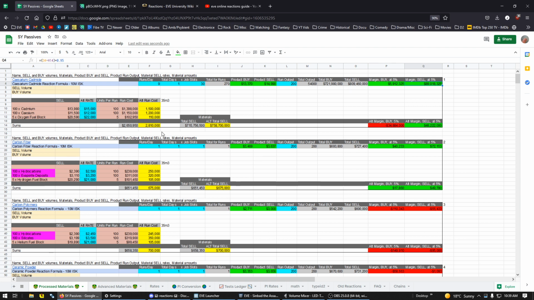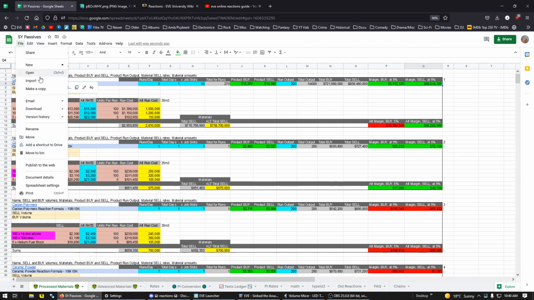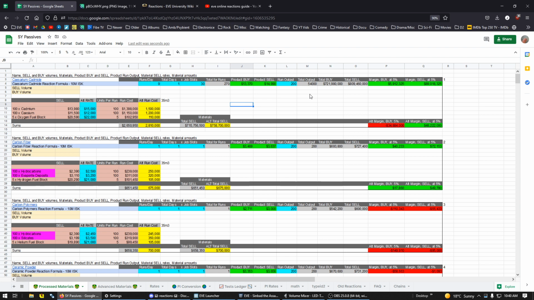We would bring in these materials, plop them in the oven with the formulas, and then out comes the product, which we would then sell. If we were going to sell immediately to buy orders, we wouldn't make much profit. If we were to sell orders along with everybody else, this is how much profit we would make. Now when you make your own copy of the sheet, you can go in and adjust this price and see how much the profit margin changes.